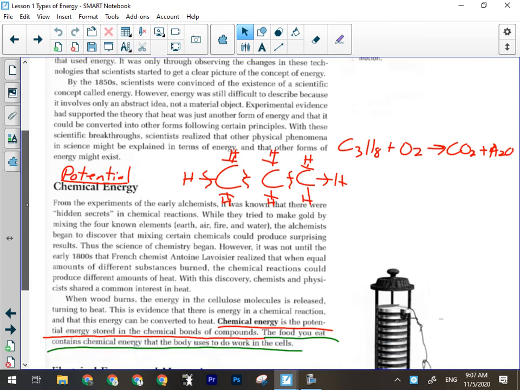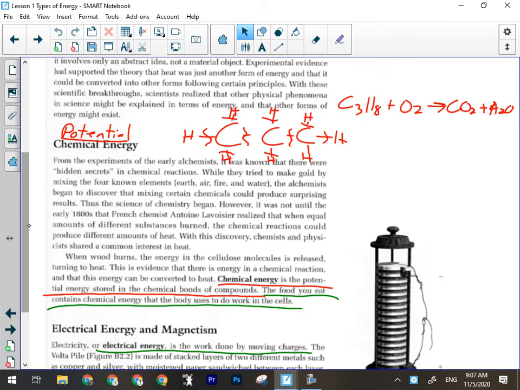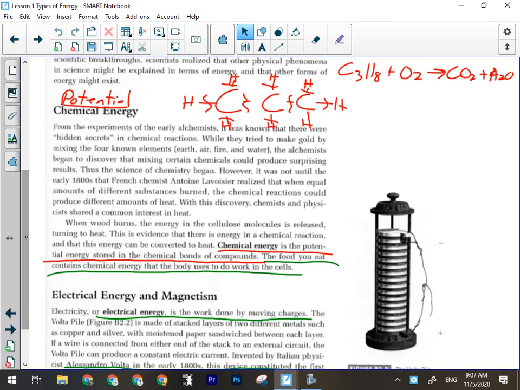Okay, so while they tried to make gold by mixing the four known elements, earth, air, fire, and water, the alchemists began to discover mixing certain chemicals could produce surprising results, like inventing gunpowder.